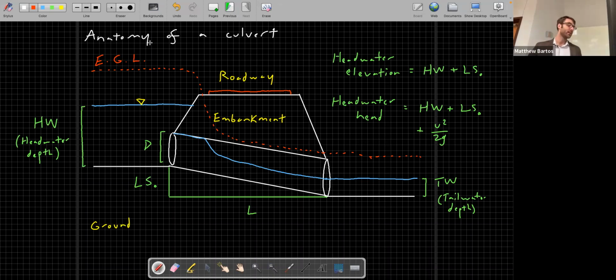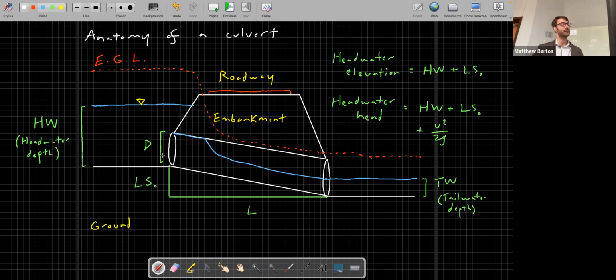Okay, so just familiarize yourself with some of these terms here. Great. Are there any questions on kind of the general schematic of a culvert? Any of these terms that we're using? Any questions? Okay. Cool.